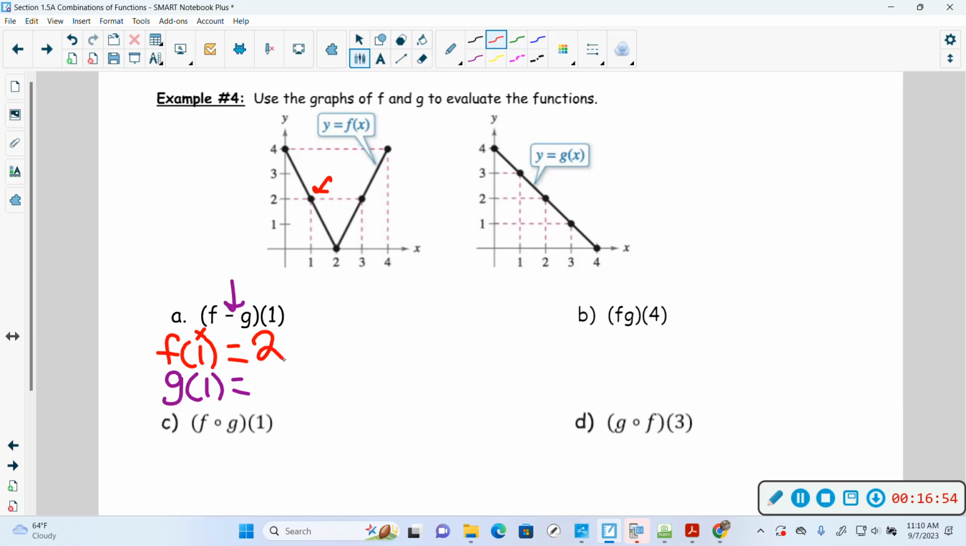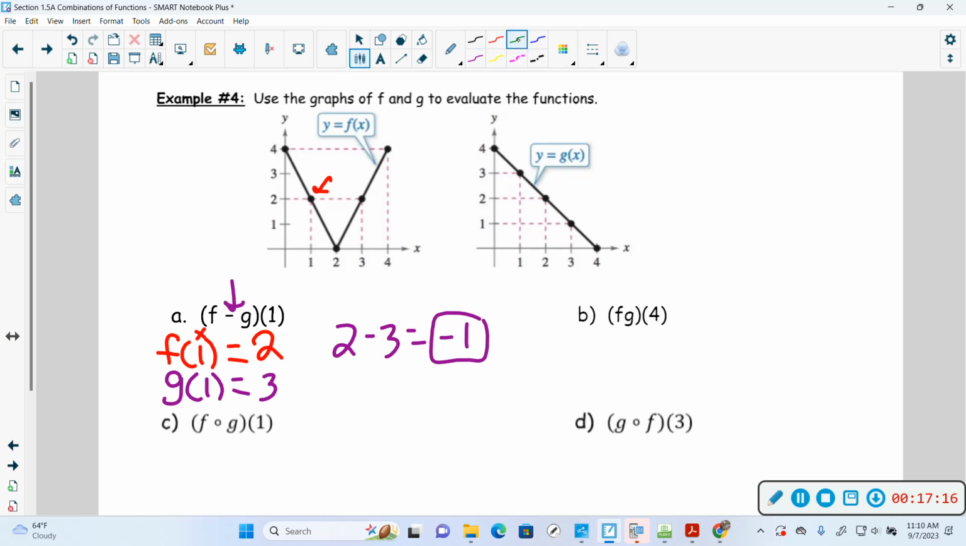Okay. Now do the same for g. So look at the right one. When you put 1 in for x, what do you get for y? 3. And now subtract those to get a final answer of -1. So simple, but just sometimes it's weird. I think the graphs are well, I want to redo it.